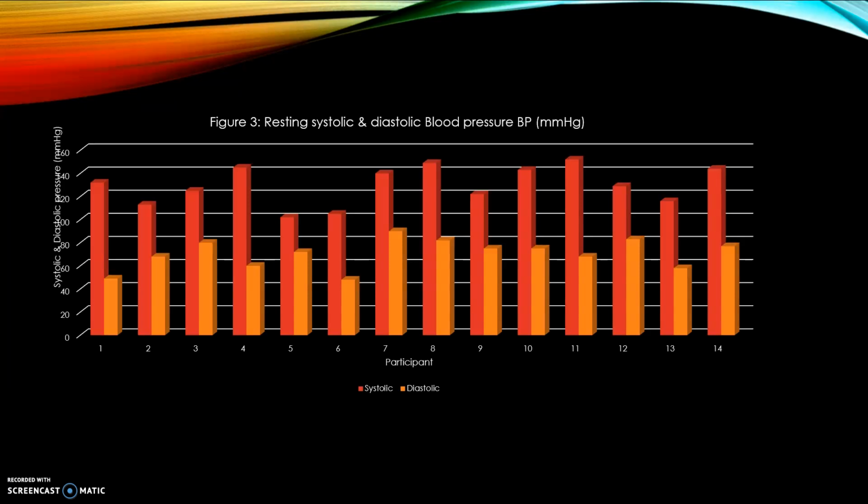Bar charts can be displayed horizontally or vertically, which are sometimes referred to as column charts, and they are drawn with a gap between the bars. For example, my bar chart is vertical and shows the relationship between the systolic and diastolic pressure of different individuals.